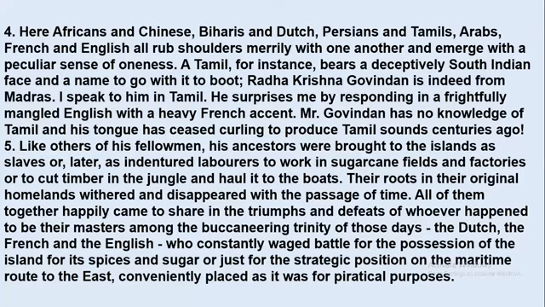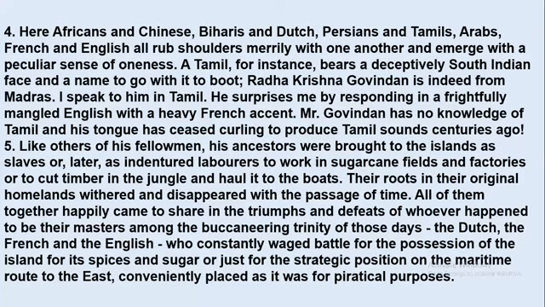Then these three groups of people, the Dutch, the French, and the English, were constantly waging war for the possession of the island and for its spices, for the sugar fields, and for the strategic position on the maritime route to the east, conveniently placed as it was for piratical purposes. This was an island which had much wealth in it of spices, and it was a very good position on the route to the east, and they could use it for piratical purposes. So each of these three groups was trying to wage war and win and take hold of this island. This is how it was going on.